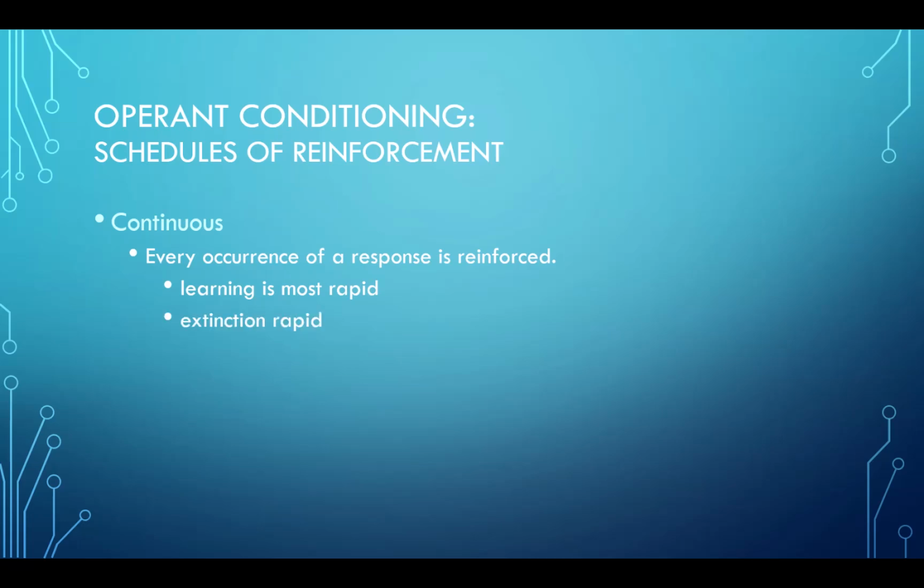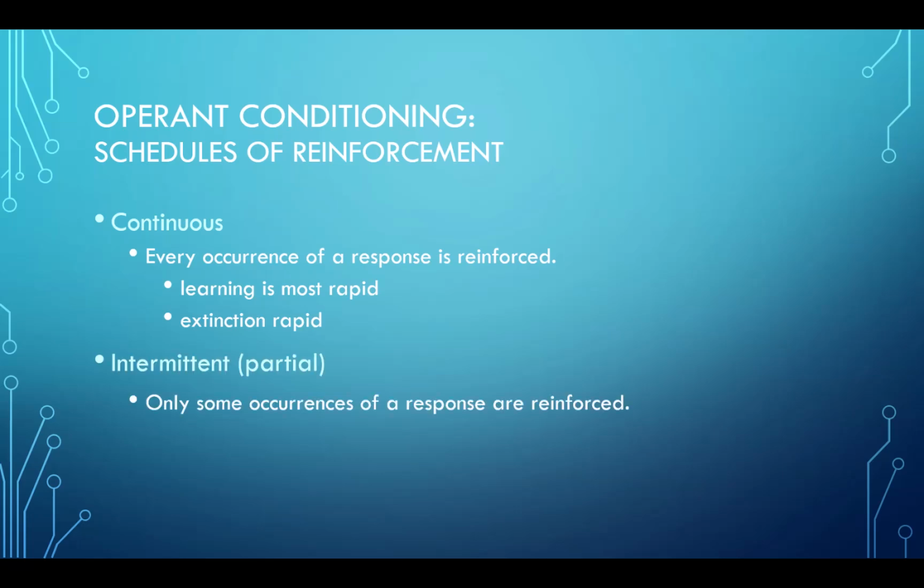So remember, with classical conditioning, extinction was the weakening and eventual disappearance of the learned response. It's the same thing in operant conditioning. It's just the idea that when the behavior is no longer followed by the consequence, eventually that behavior could weaken and disappear. So if you've reinforced that behavior on a continuous schedule of reinforcement, extinction is going to occur very rapidly.